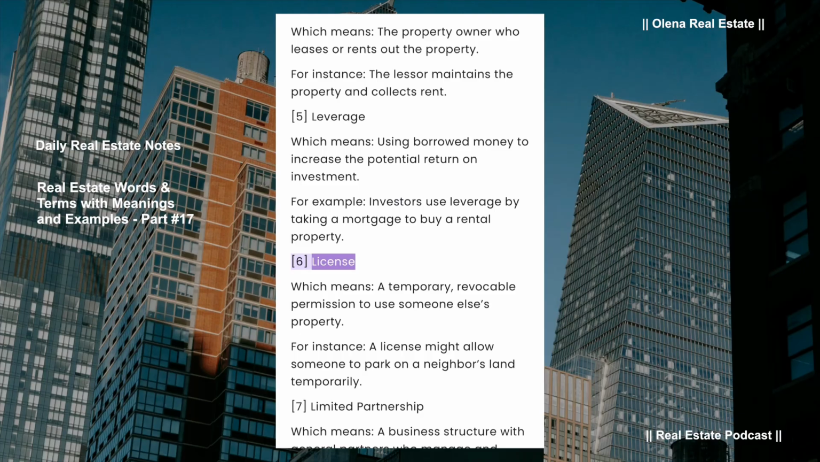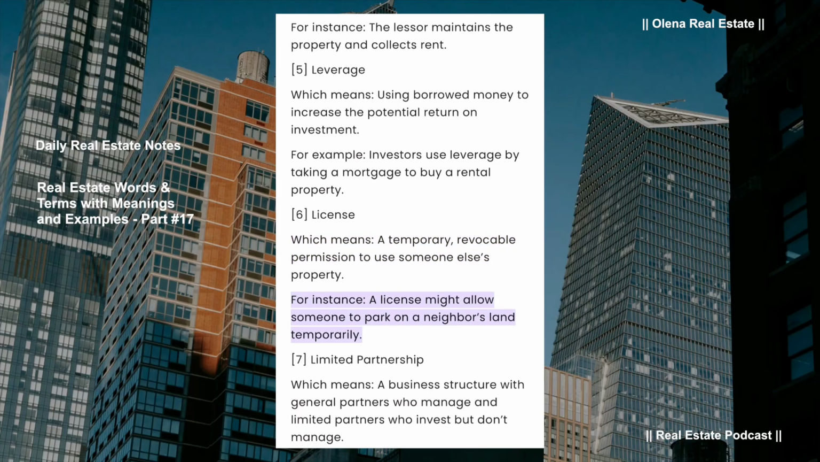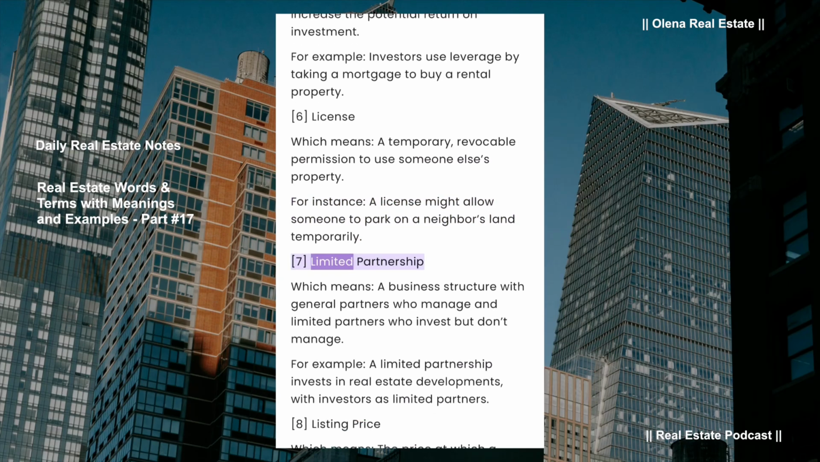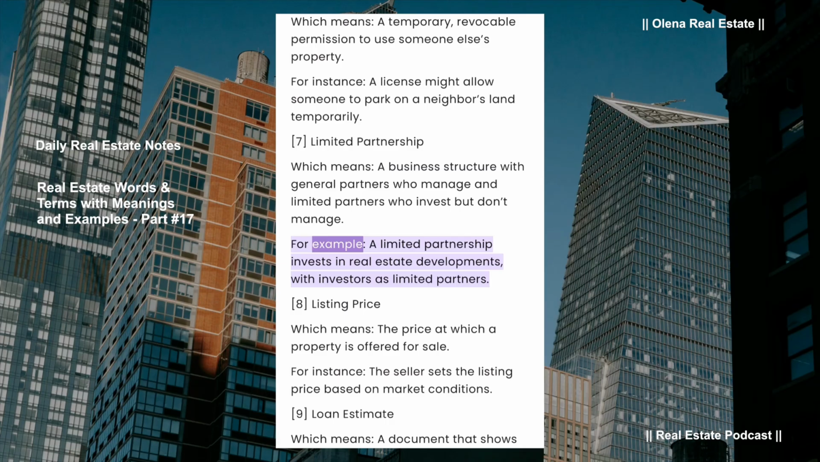License, which means a temporary, revocable permission to use someone else's property. For instance, a license might allow someone to park on a neighbor's land temporarily. Limited partnership, which means a business structure with general partners who manage and limited partners who invest but don't manage. For example, a limited partnership invests in real estate developments with investors as limited partners.